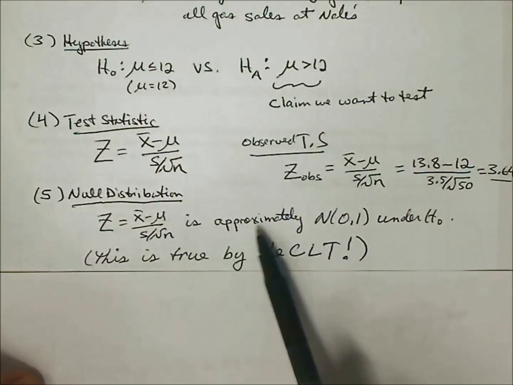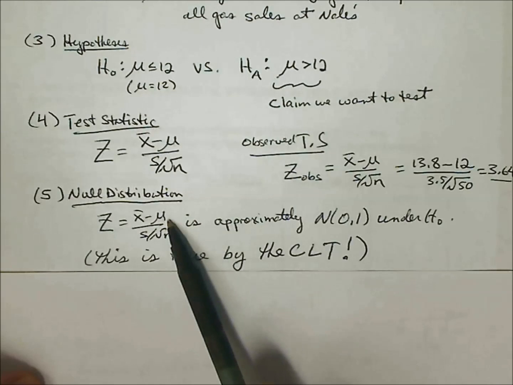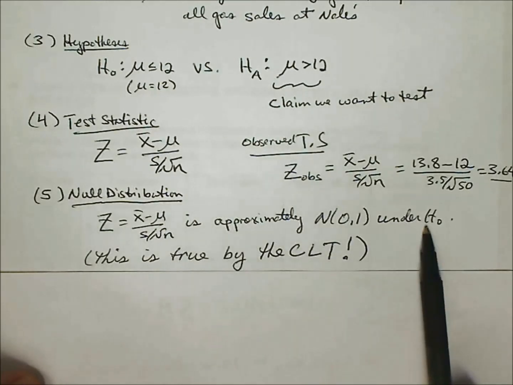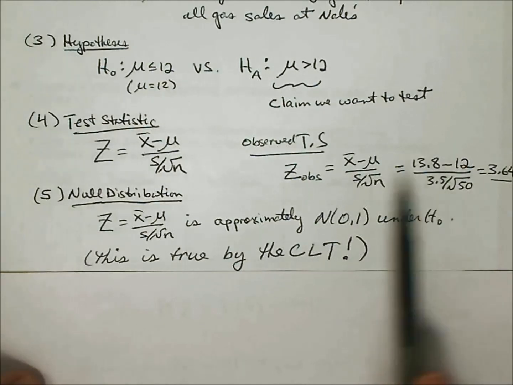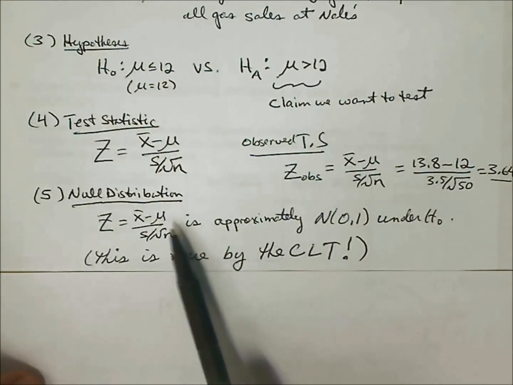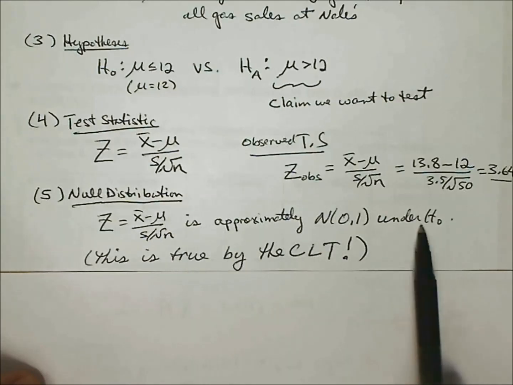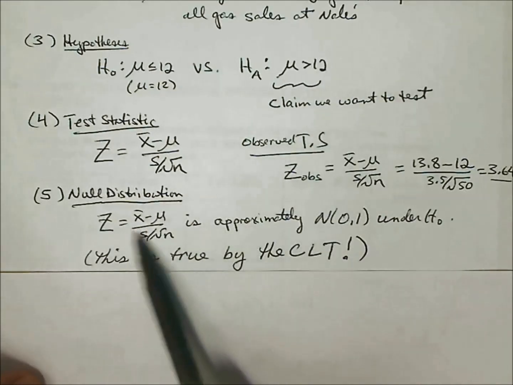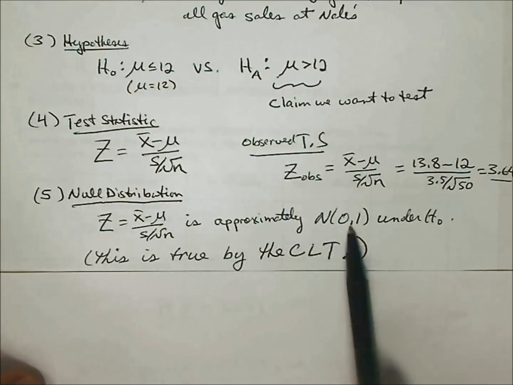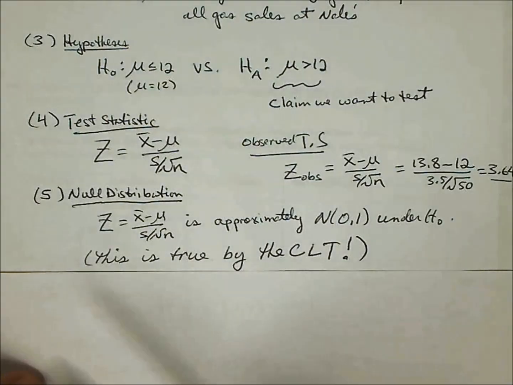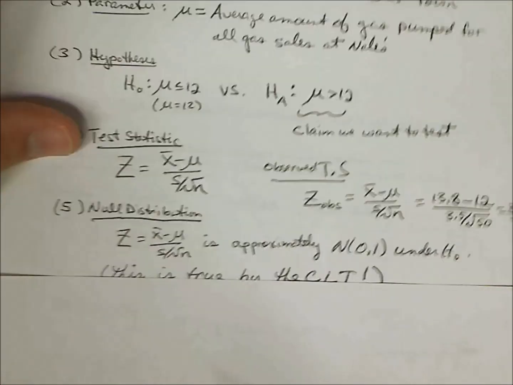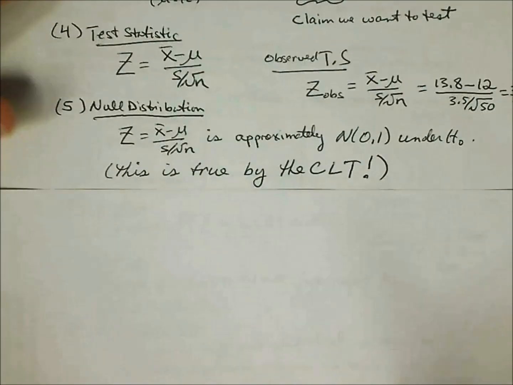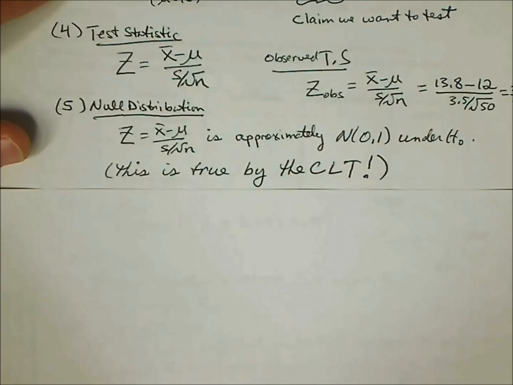This is approximately standard normal under the null hypothesis. That is, assuming H naught is true, we've plugged in 12 under the null for mu. Because of that, we've assumed H naught is true, and this thing is an approximate standard normal distribution. Now, this is true by the CLT. It's driving that result. It's a mathematical result that's helping us make that sort of statement. So that's our null distribution.